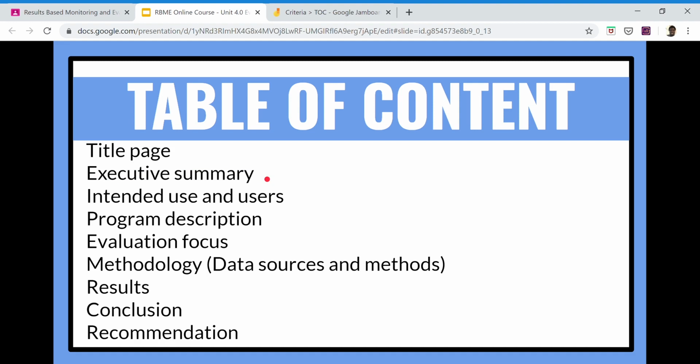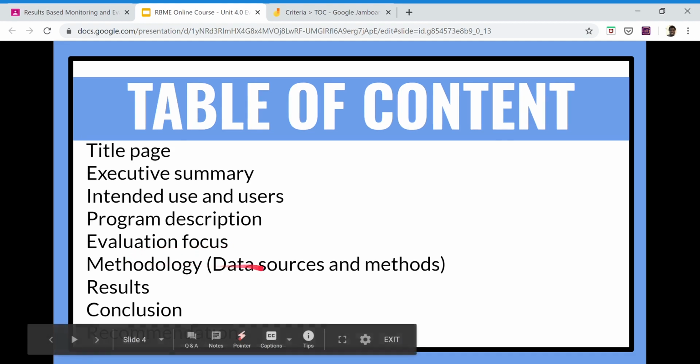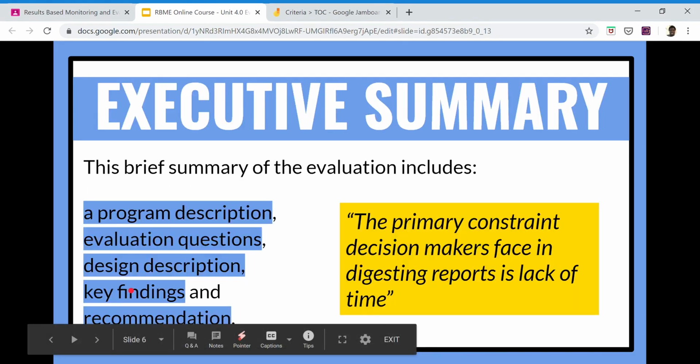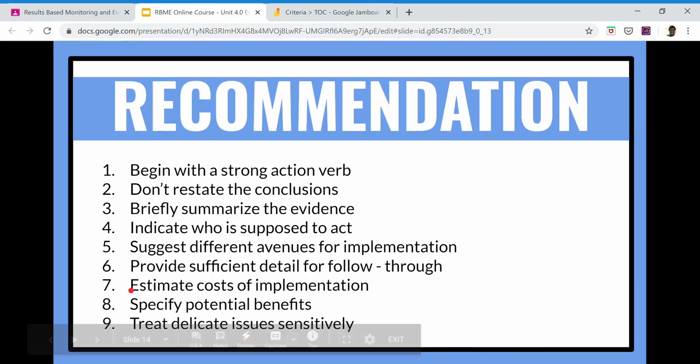Then you have the purpose of the evaluation, and who are supposed to use it. Then the program description, which is a short, brief description about the program in terms of the thinking about the theory of change. Also, you discuss the type of evaluation you're carrying out and the evaluation question. Very important at that point. Then the evaluation design you discuss in terms of methodology. Then you move to your results, the conclusion, and the recommendations.